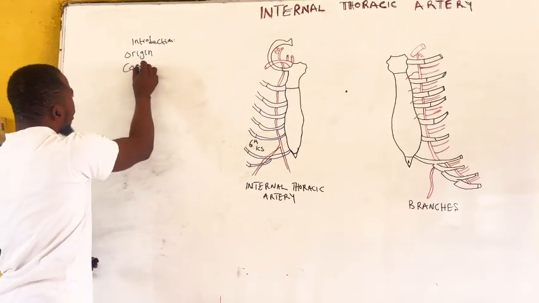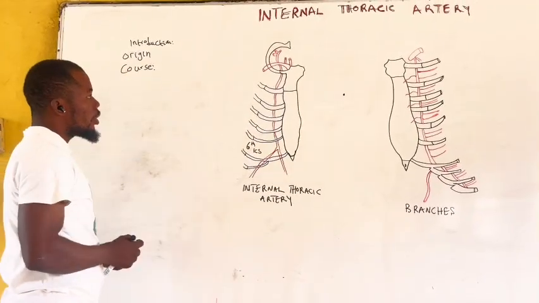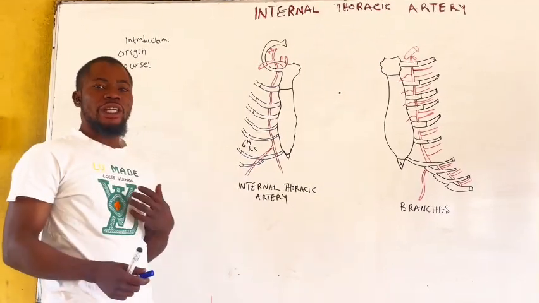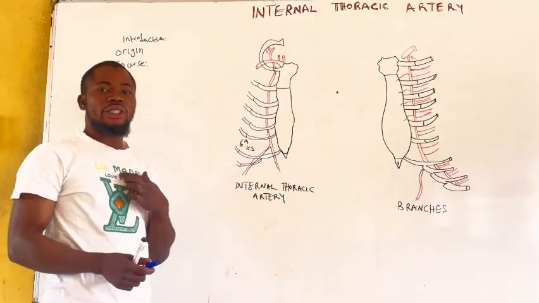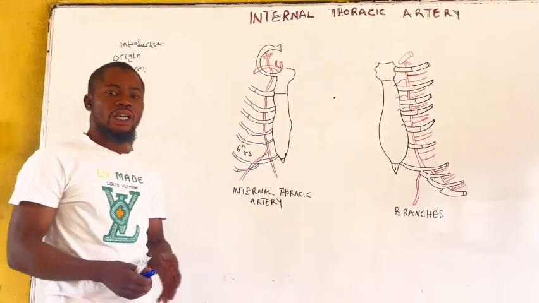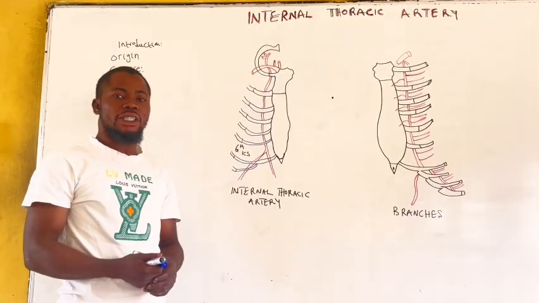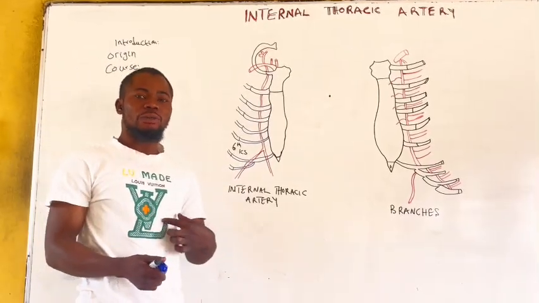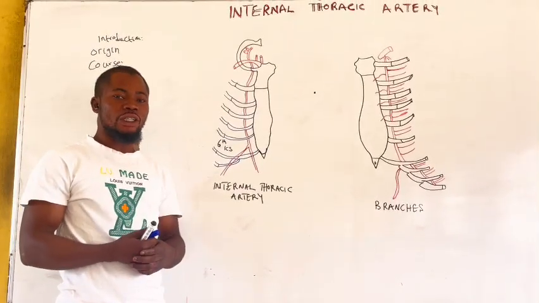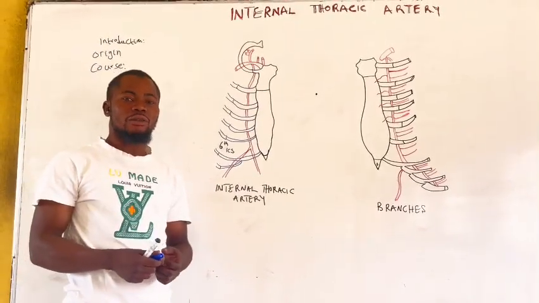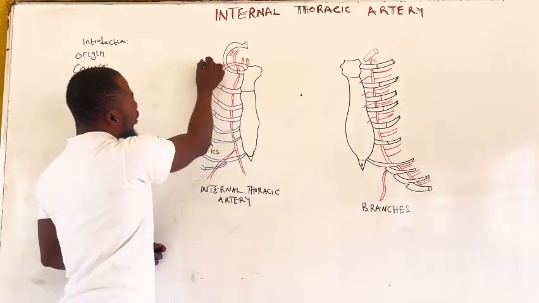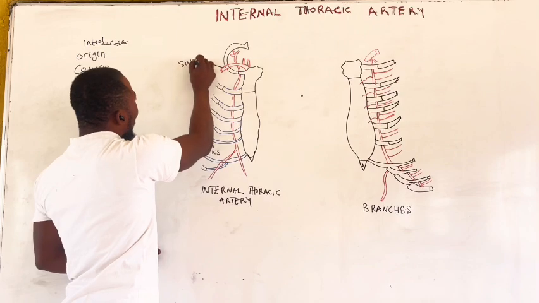The course of the internal thoracic artery: it descends behind the medial end of the sternum and the first costal cartilages and runs vertically downward about 2 cm away from the lateral border of the sternum up to the 6th intercostal space. In the 6th intercostal space, it terminates by giving off 2 terminal branches, the superior epigastric artery and the musculophrenic artery.